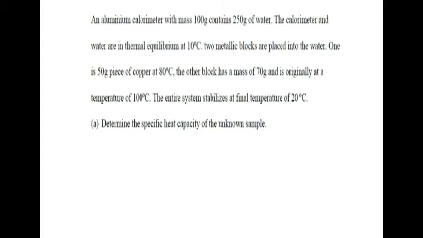One is a 50 gram piece of copper at 80 degrees Celsius. The other block has a mass of 70 grams and is originally at a temperature of 100 degrees Celsius. The system stabilizes at a final temperature of 20 degrees. Determine the specific heat capacity of the unknown block.